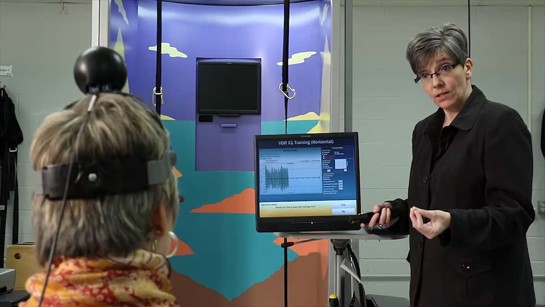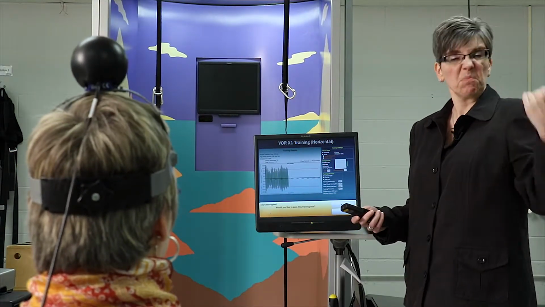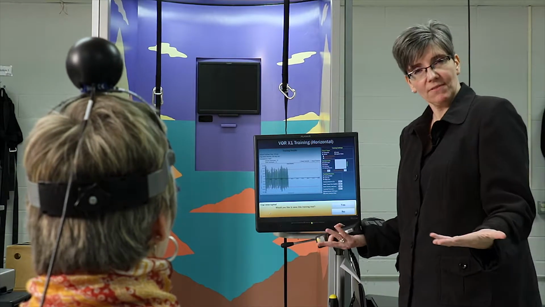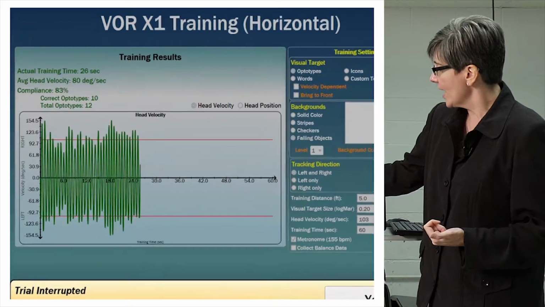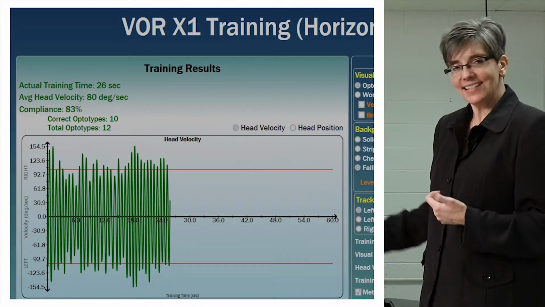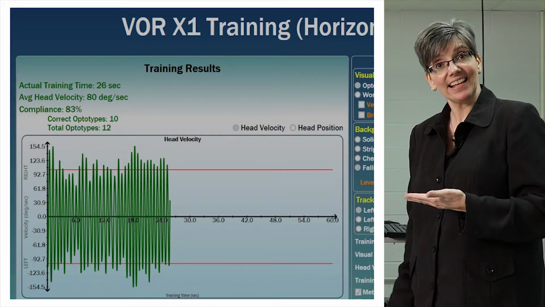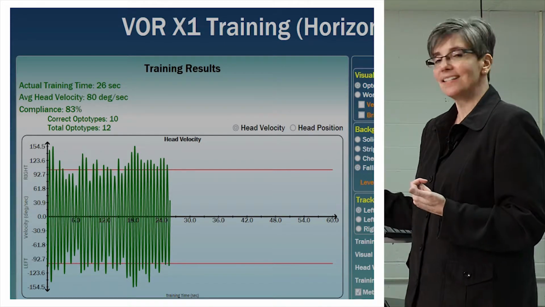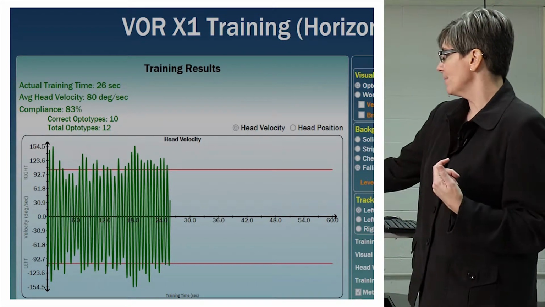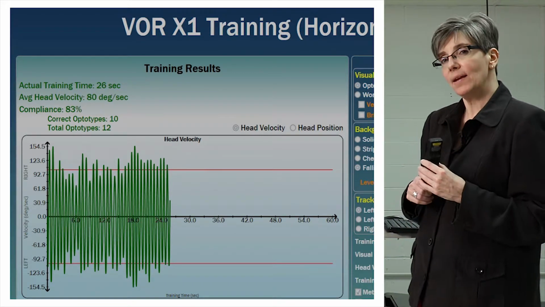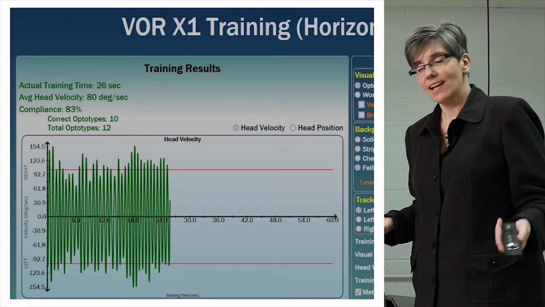I feel good. Good. I would want Mary to do this exercise for 60 to 90 seconds; for the purposes of this demonstration, we're going to stop here. What you see is that her head velocity is indicated here. We can see that she moved symmetrically to the right side and the left side, and she had a consistent velocity across the training period. Her compliance was 83%, meaning that she didn't get all of the E's correct. And that's okay.